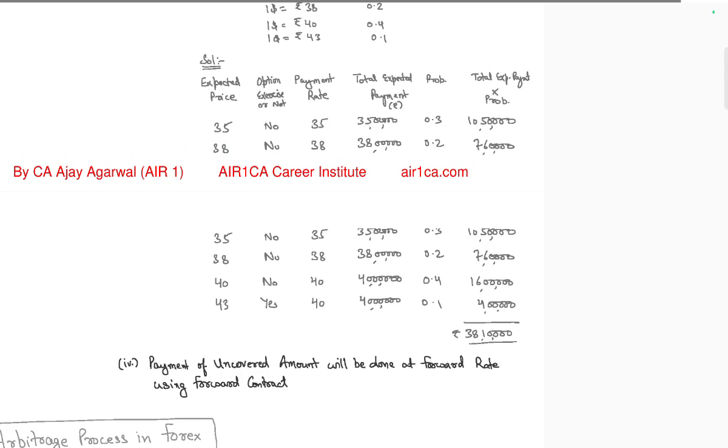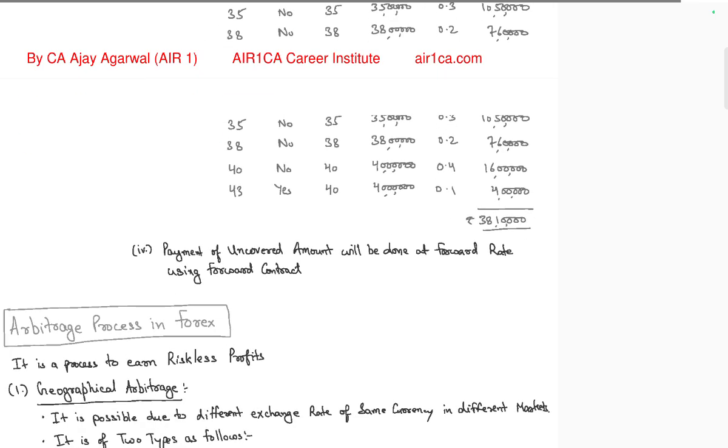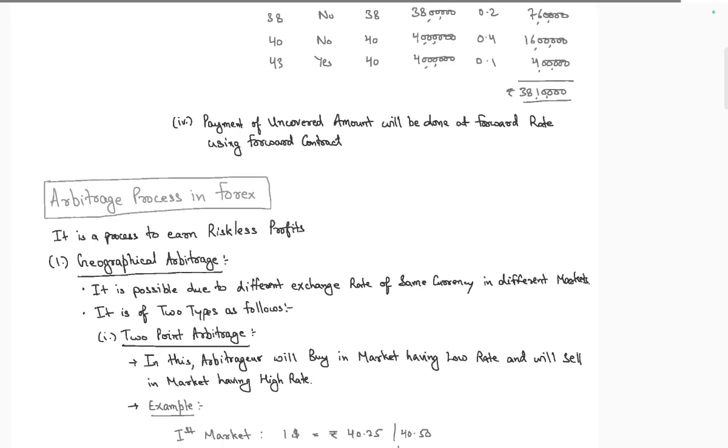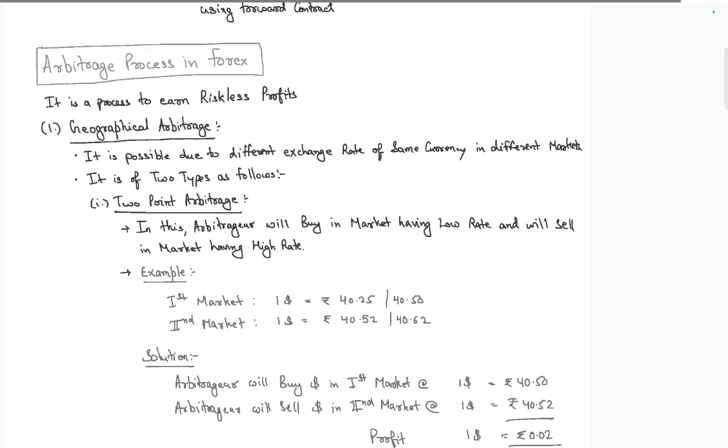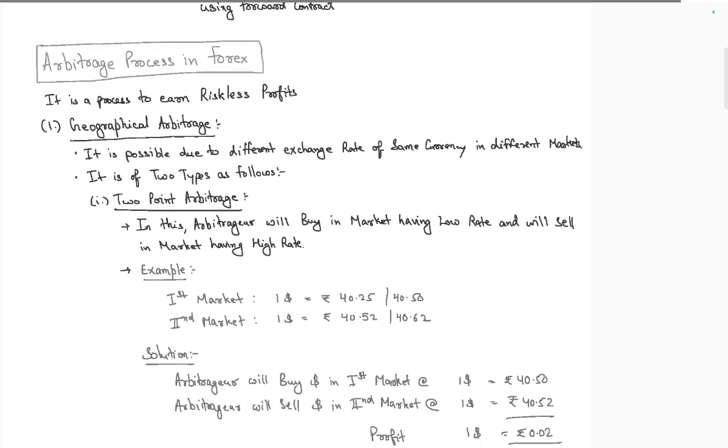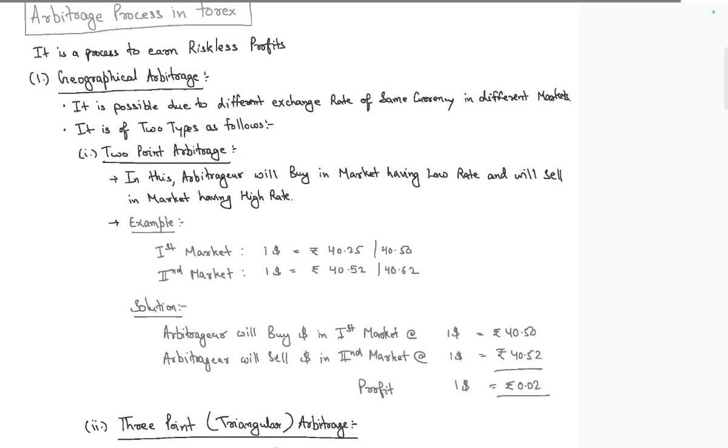Exposure: the probability covered amount will be done at the forward rate using the forward contract. Arbitrage is the process of earning risk-free profit. Physical arbitrage is possible due to different exchange rates for the same currency in different markets.